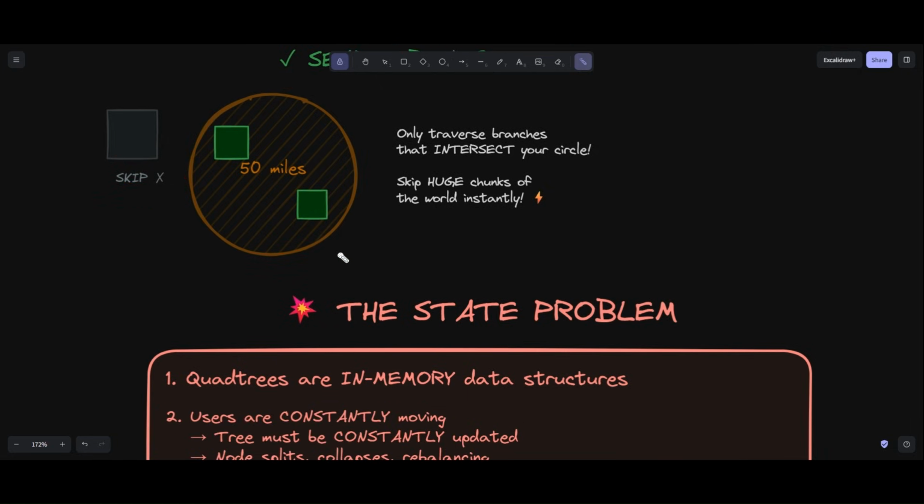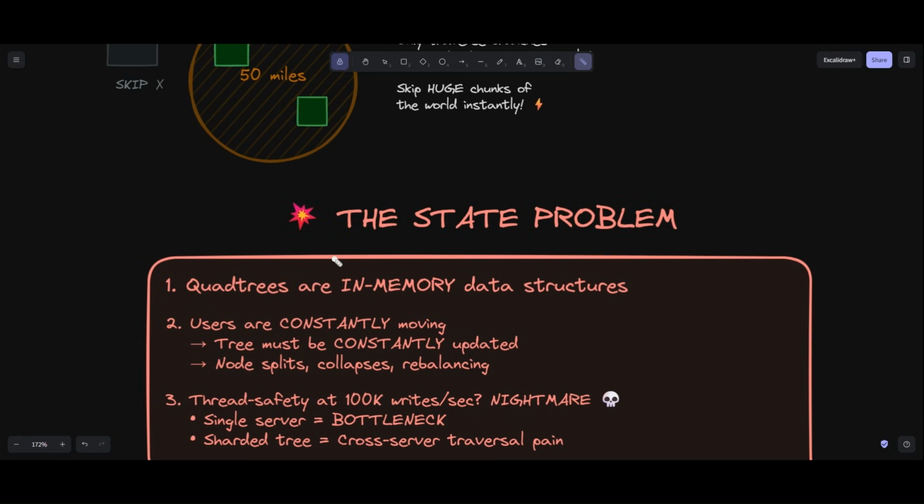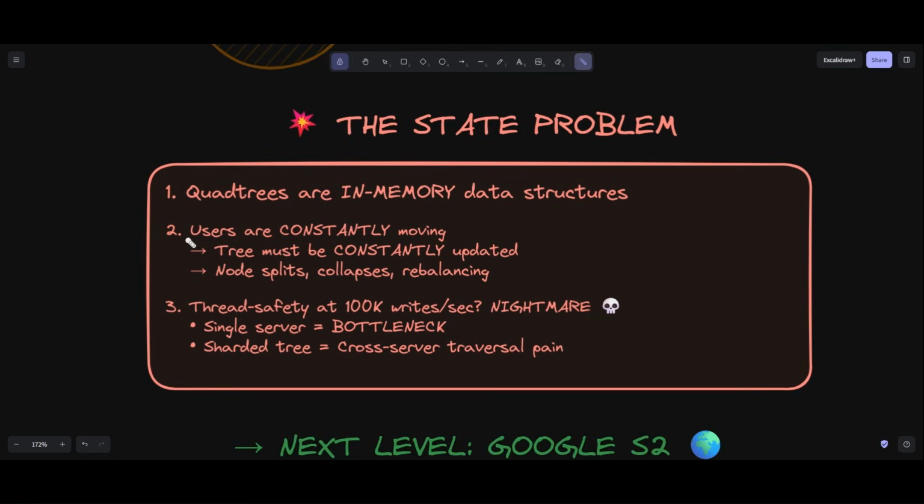But there's a catch with Quadtrees, and this is a real-world catch: state. A quad tree is usually an in-memory data structure. If you have 100 million users and they are all moving, you have to constantly update the tree. If user A moves from NYC to New Jersey, they might move from one leaf node, which triggers a collapse of a branch, into another branch, which might trigger a split. Doing this in a thread-safe way at 100,000 writes per second, that is a nightmare.